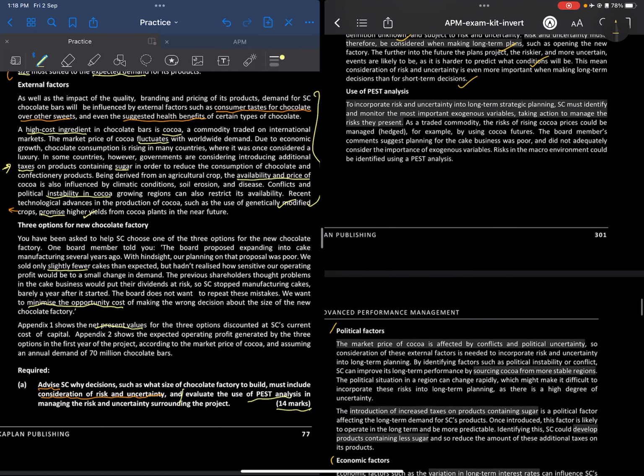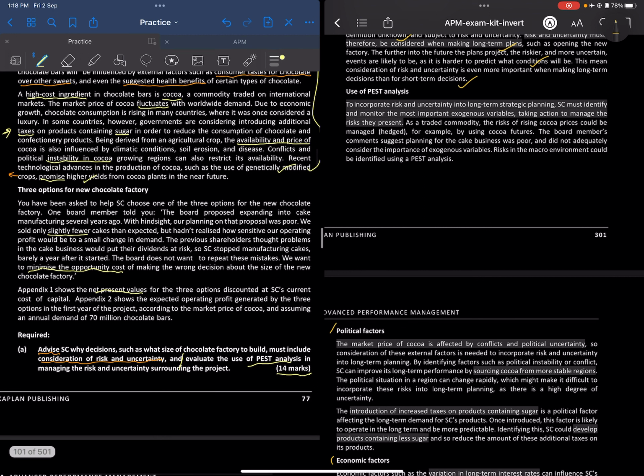So use of PEST: incorporate risks and uncertainty into long-term strategic planning. SC can identify and monitor important exogenous variables, taking action to manage the risks they present, such as with a traded commodity. We can see if the prices are rising, we could have hedged it by using cocoa futures. So the board member's comment suggests that planning for the cake business was poor and did not adequately consider the exogenous variable.